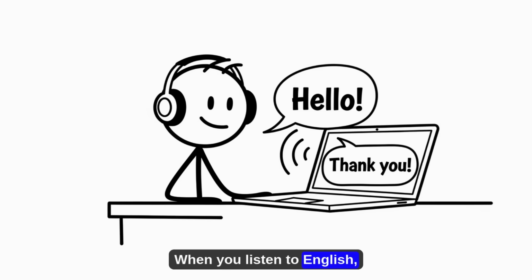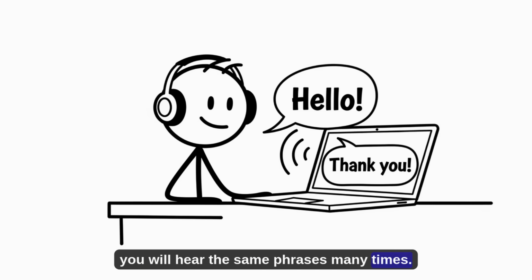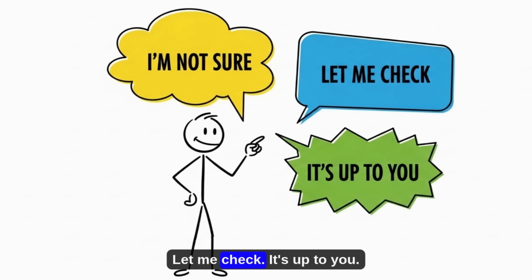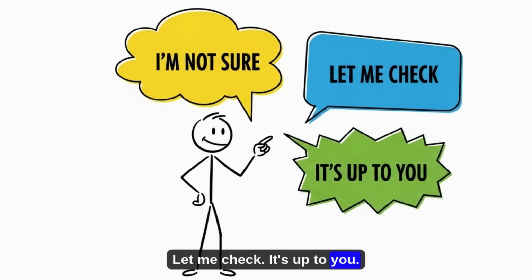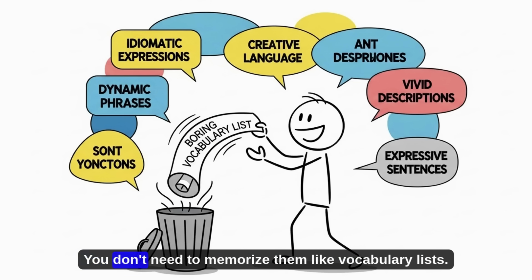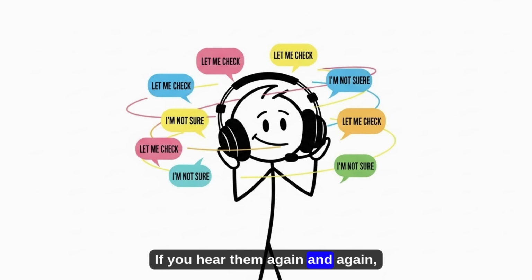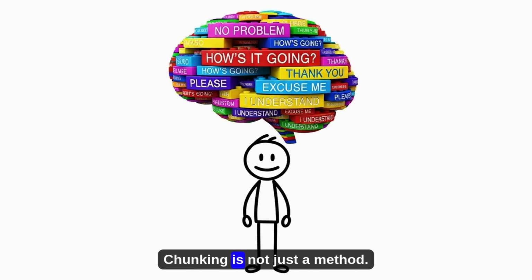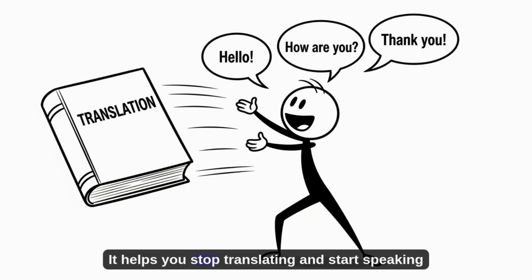When you listen to English, you will hear the same phrases many times. For example, "I'm not sure." "Let me check." "It's up to you." These are chunks. You don't need to memorize them like vocabulary lists. If you hear them again and again, they become natural for you. The more you use them, the more fluent you become. Chunking is not just a method. It is a way of thinking in English. It helps you stop translating and start speaking freely.